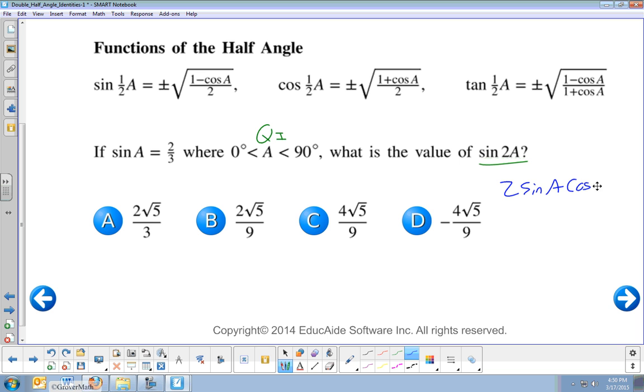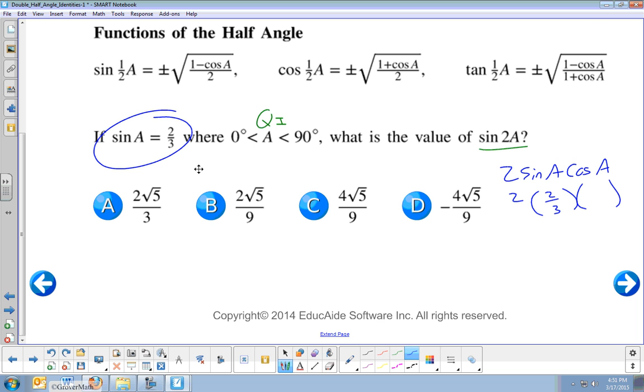Now what I'm going to try to do is replace sine A and cosine A with numbers. And they gave us one of those. They gave us that sine A is 2/3. We're pretty much always going to replace sine A and cosine A with fractions, ratios, stuff like that. So sine A I can replace with 2 over 3. But this is where the problem comes in: we do not have cosine A. That's really the problem of the problem, we have to figure out what cosine A is so we can complete the identity.